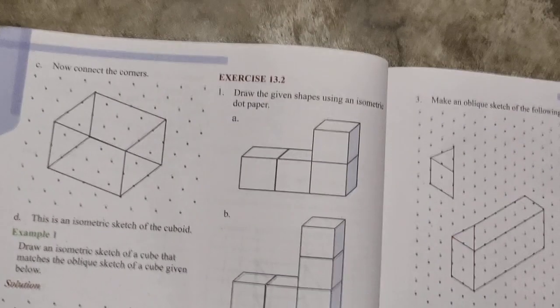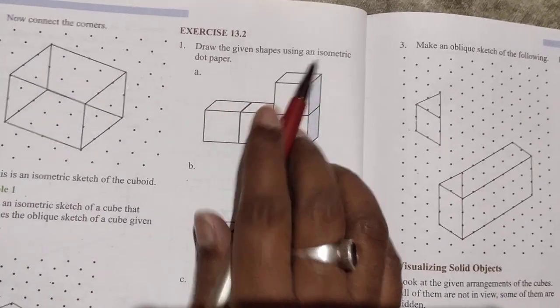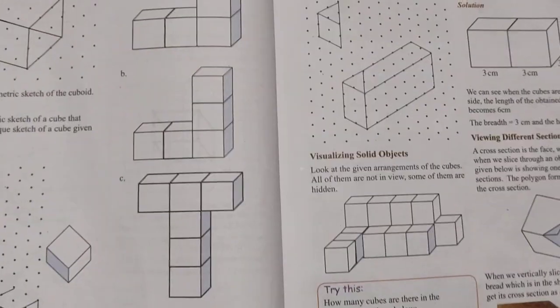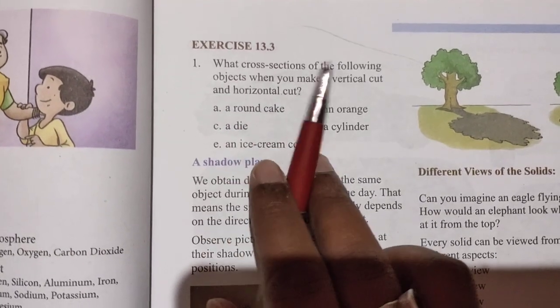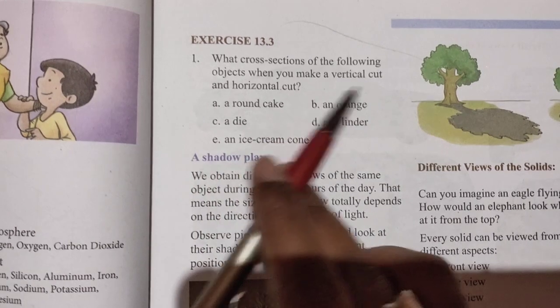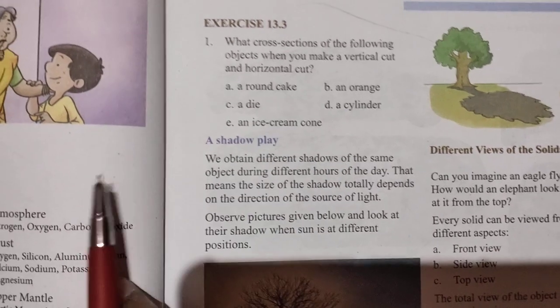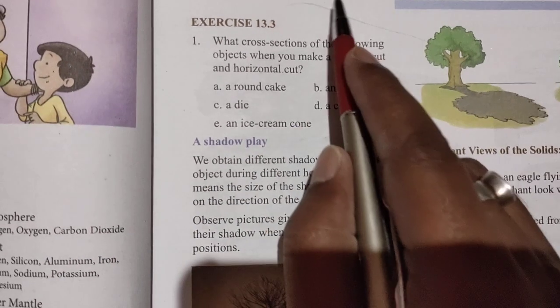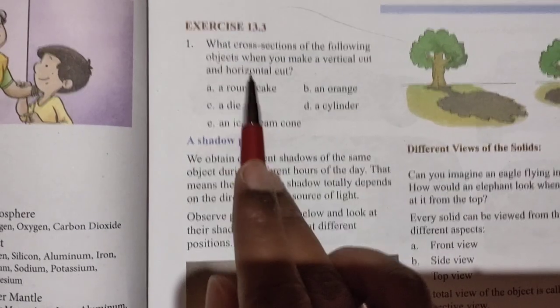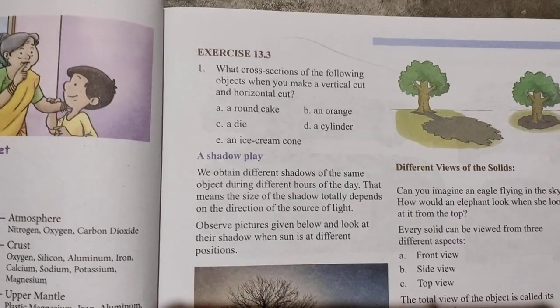Come to exercise 13.2: draw the given shapes using isometric dot paper. All of you do these questions in your home. Now exercise 13.3, some questions are given. You have to solve and write these. First question: what cross sections do the following objects give when you make a vertical cut and a horizontal cut? A round cake, an orange, a die, a cylinder, and an ice cream cone. Vertical means this way, and horizontal means this way. What cross section do you find?